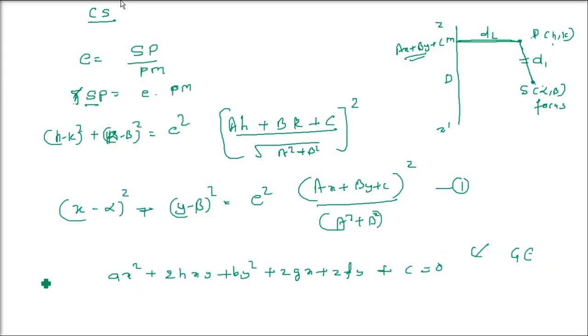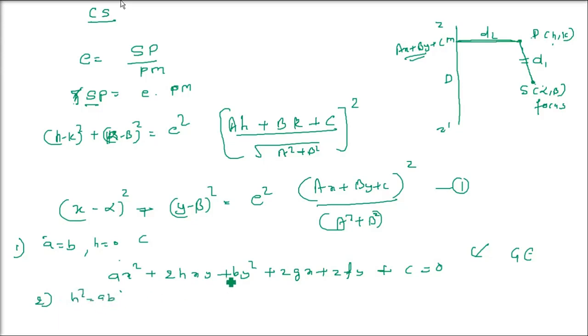How do you represent it? Please remember, what are the constants? a, b, h, g, f and c. So in this equation, ax square and so on, if a is equal to b and h is 0, this will become a circle.